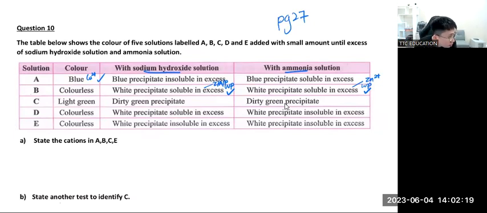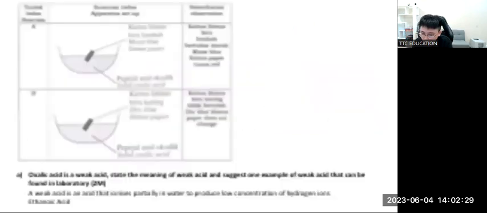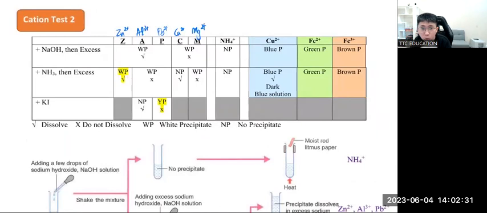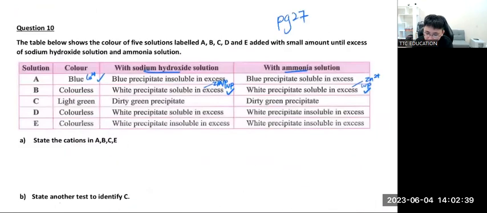Okay, guys, refer to your notes in the front. So actually, no matter what you do, you see green precipitate. So who is the one that, no matter what you do, you always see green precipitate? Correct. Fe2+. So that's why my third answer here is Fe2+. Okay, so this is easy.